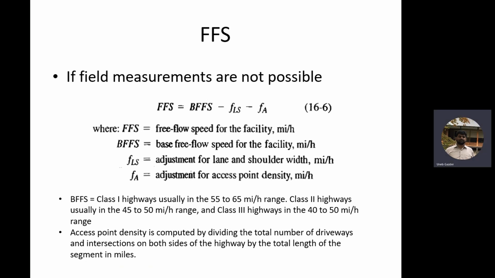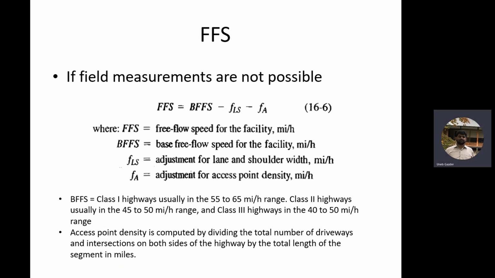So in this equation we have BFFS, which is base free flow speed. Then we have factor for lane and shoulder width, and then we have factor for access point density. We have used it, right? FA, we have used it. And yeah, they have given us a range of BFFS for each class of the highway.